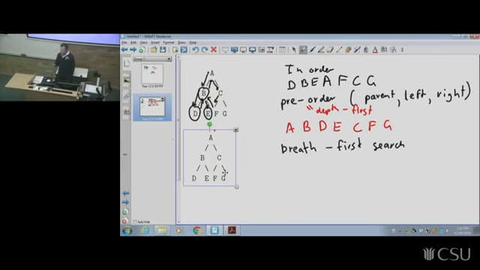So breadth first is when you go through the layers first. So you do the first layer. What's the first layer? A, just A. Then you do the next layer from left to right: B, C. And the next one? D, E. Yeah.